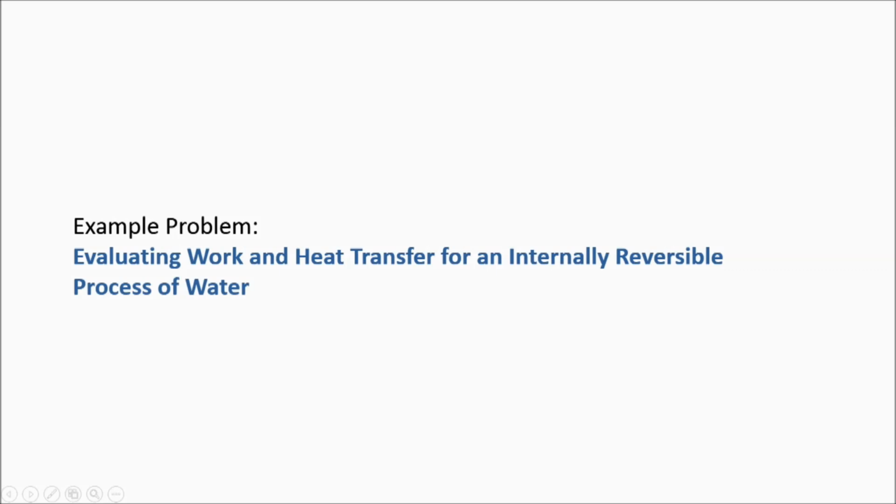This video is a step-by-step solution for the example entitled Evaluating Work and Heat Transfer for an Internally Reversible Process of Water. In this example, you will learn about analyzing an internally reversible process for water in a closed system undergoing a phase change from liquid to vapor at constant pressure due to heating. In this example, you will learn to compute the work and heat transfer for this process.